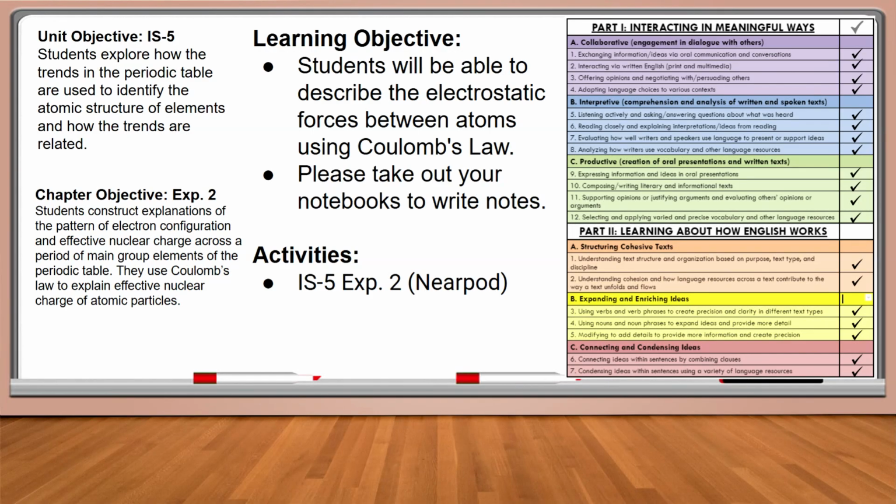Hello everyone. Today's learning objective is students will be able to describe the electrostatic forces between atoms using Coulomb's law. Please take out your notebooks to write notes and open IS5 Experience 2 Nearpod. Thank you.